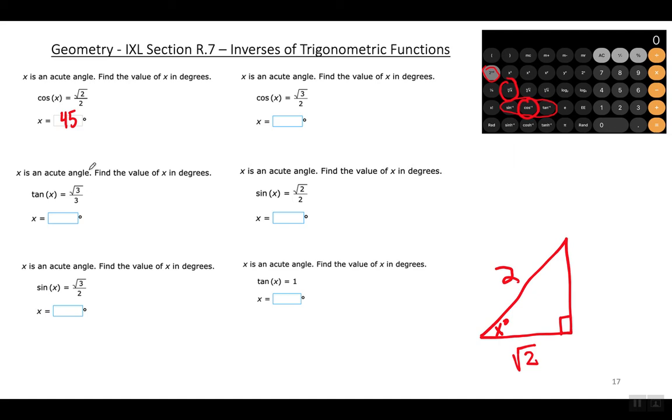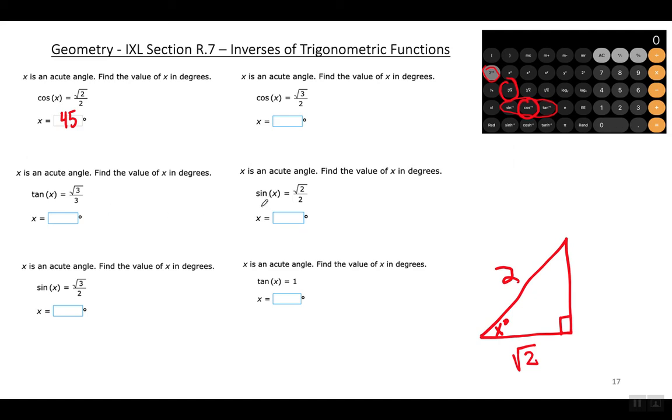You get 45, and I'll say it again just in case anybody needs one more time. 2, square root, divided by 2, equals, and then hit the inverse of cosine button, and you get 45.